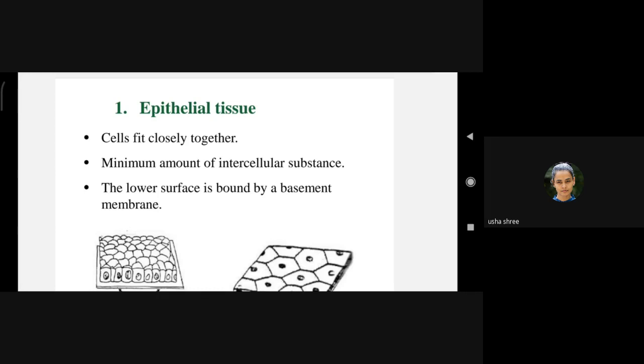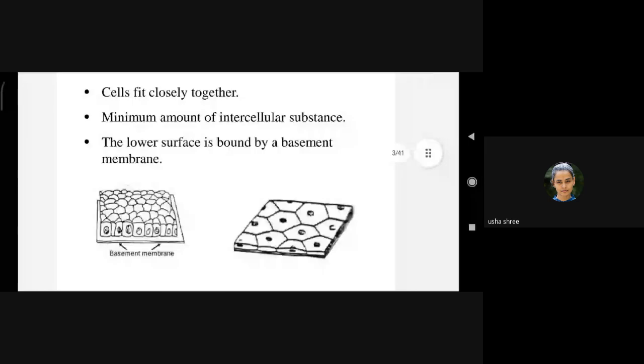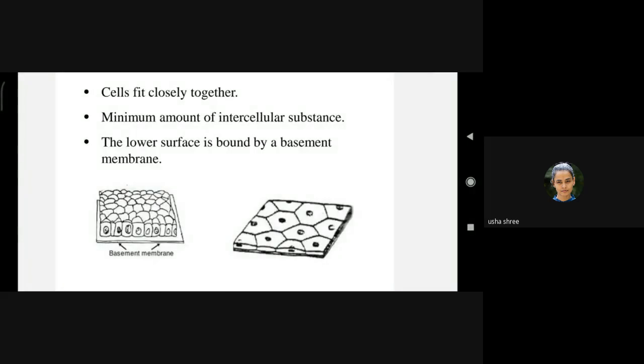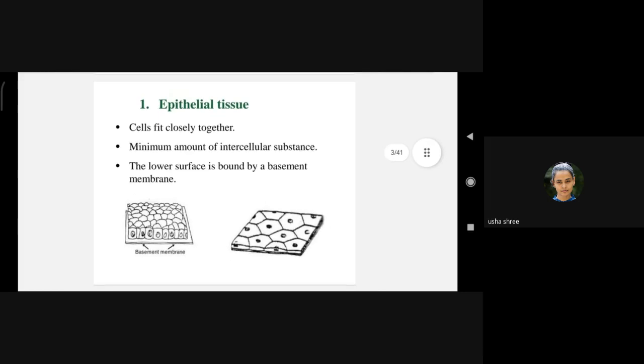So the lower surface is bound by a basement membrane. So the lower surface of the tissue is bound by a basement membrane. You can see here in the picture, the cells are forming tissue on the above part, and at the bottom there is a basement membrane of the tissue. So this is the basic structure of epithelial tissue.